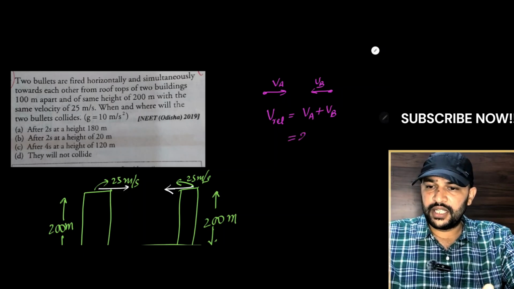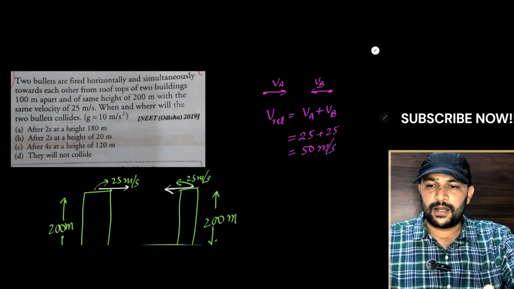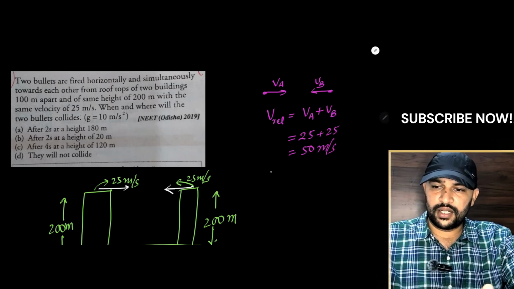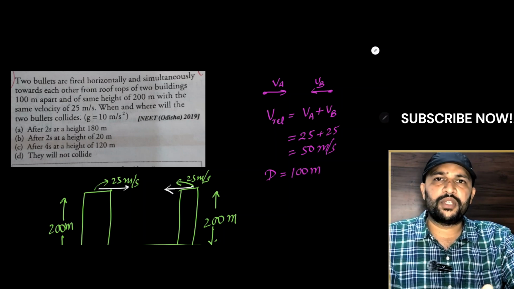Now what's the velocity here? Va, sir, Va is 25 and Vb is again 25. So 25 plus 25, that will give you 50 meter per second. That's the relative velocity of both the bullets, okay. I hope you are clear with the concept of relative velocity. So this is relative velocity, and what's the relative distance between them, sir? The relative distance between them is 100 meter. Both have to cover this 100 meter.